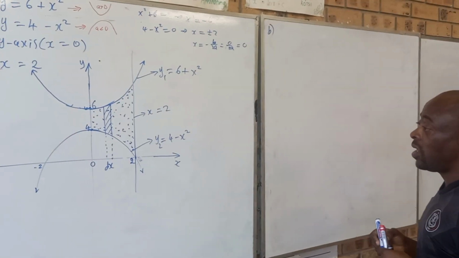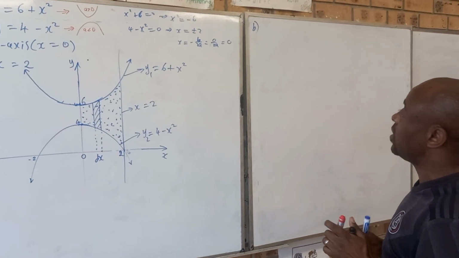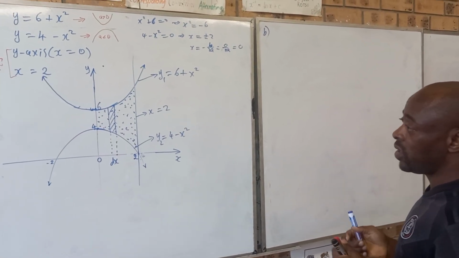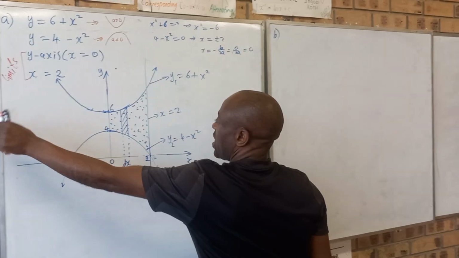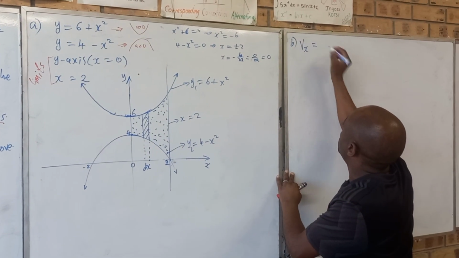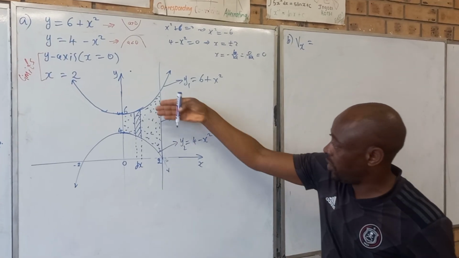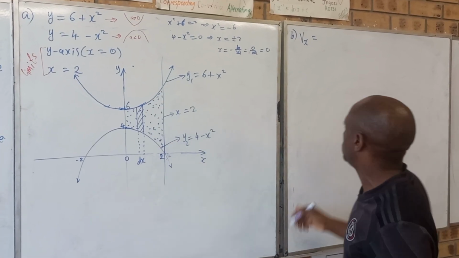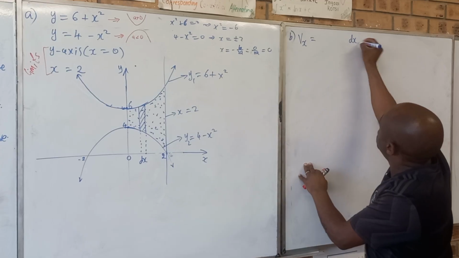Whenever you're calculating the volume, in case you don't know which formula to choose, start by checking your rotation. The problem says x-axis rotation, so my formula will start with Vx. How does it end? Look at the strip in my diagram. If it touches the x-axis, my formula must end with dx.